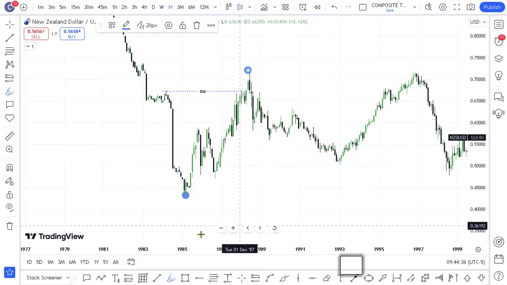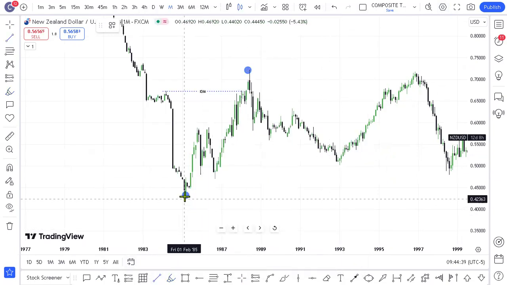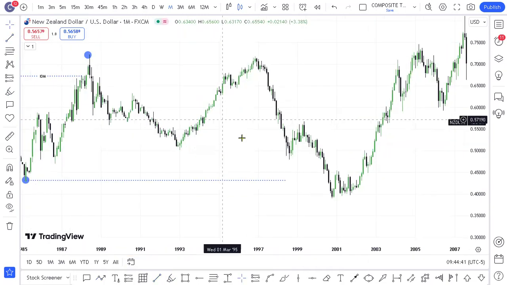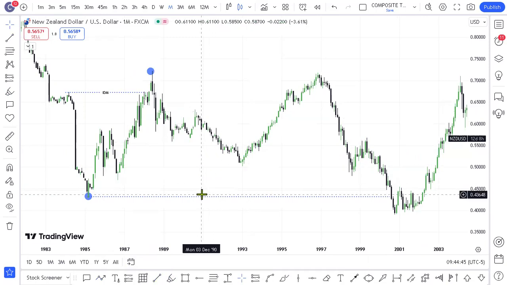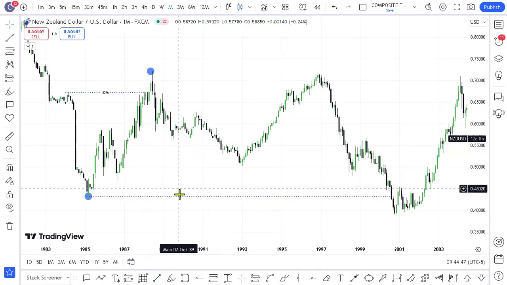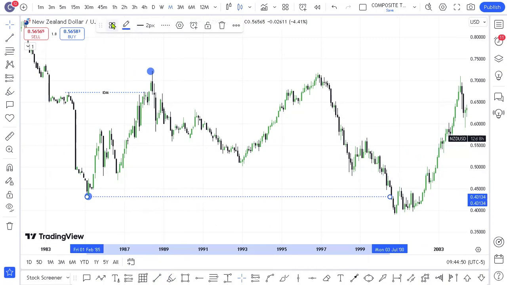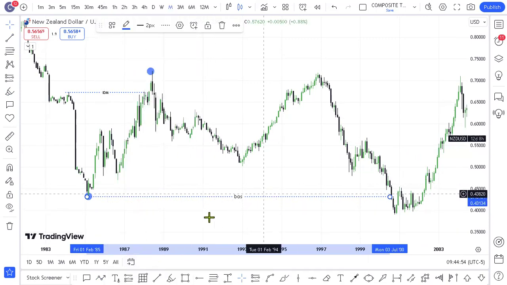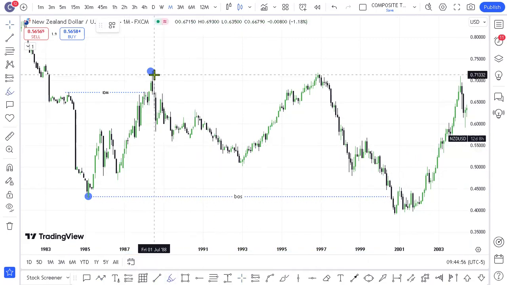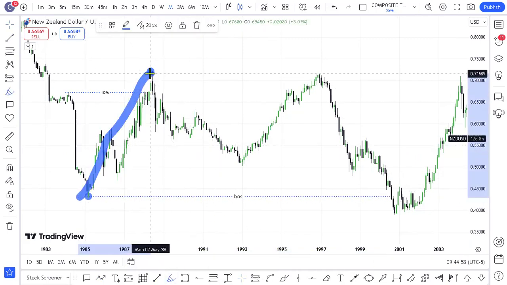Okay. Now, if we break below this zone here, we're going to get a new break of structure to the downside, which is a valid structure. Once you get a break of structure like that, with the highest point, the highest point is here because price went to this high.